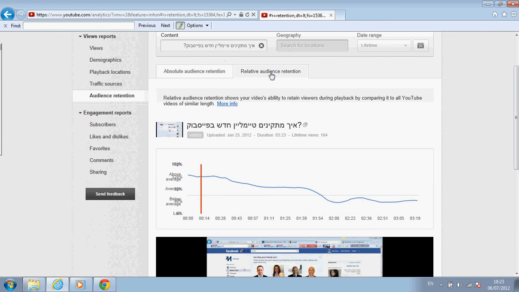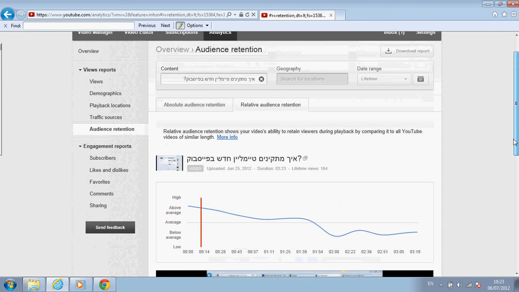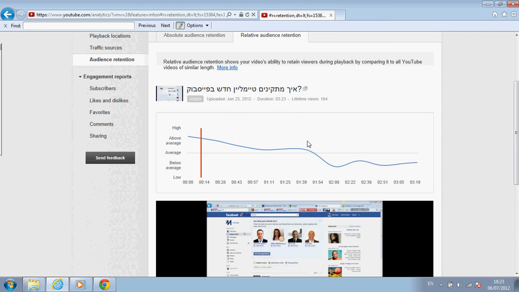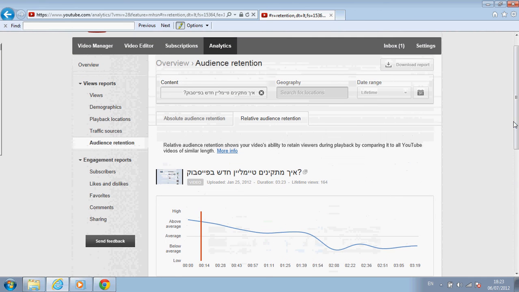Let's see the relative audience retention, which means relative to other videos of similar length. You can see that the numbers here are less staggering. During the first minute and a half, this video performed better than the YouTube average, but took a serious dip after 2 minutes and went way below the average of YouTube videos of a similar length, which means that the most important information in this video, apparently the viewer already saw in the first minute and a half, and they just chose not to continue watching until the end.